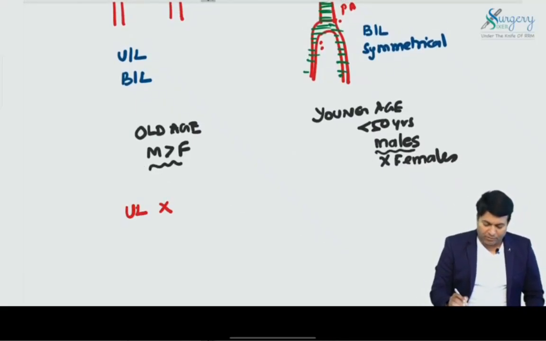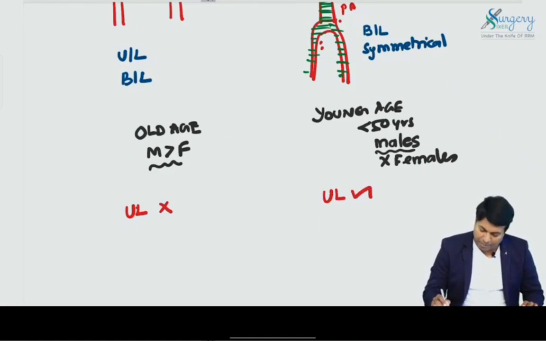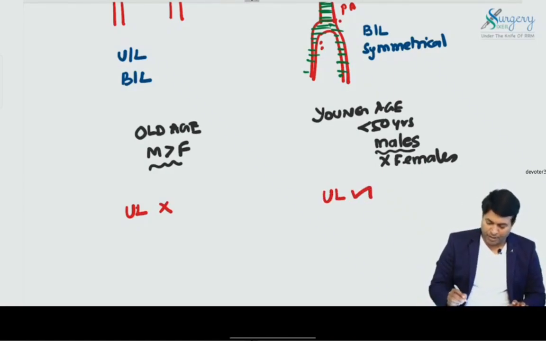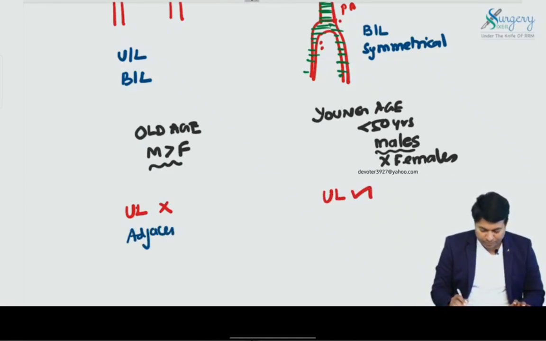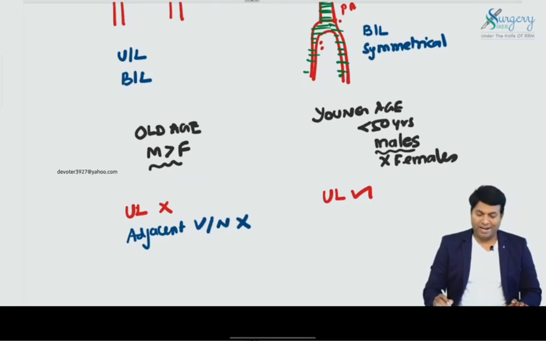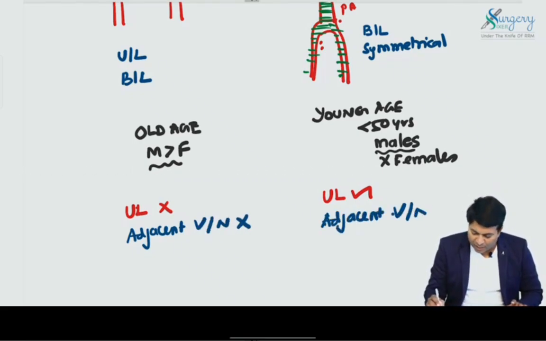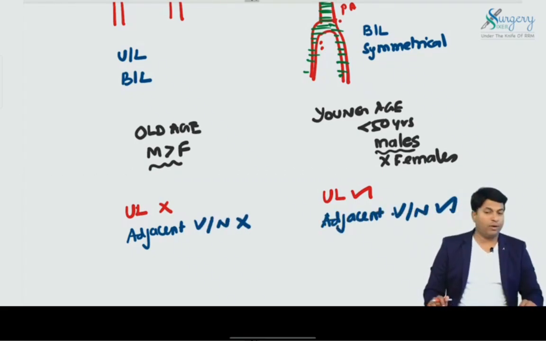In atherosclerosis, the upper limb is not affected, but in TAO, the upper limb is also affected. Adjacent veins and nerves are not affected in atherosclerosis, whereas in TAO, adjacent veins and nerves are also affected.